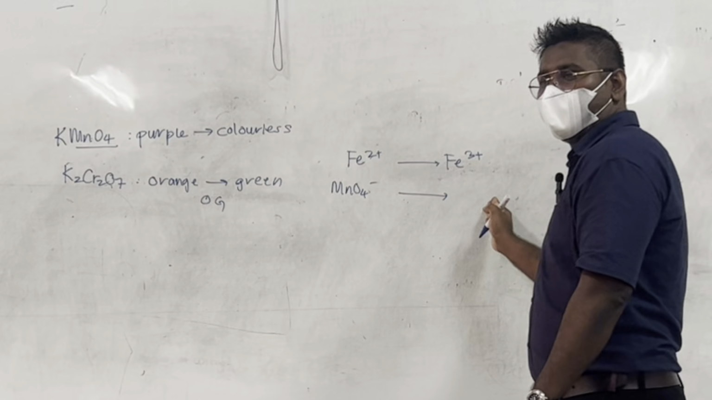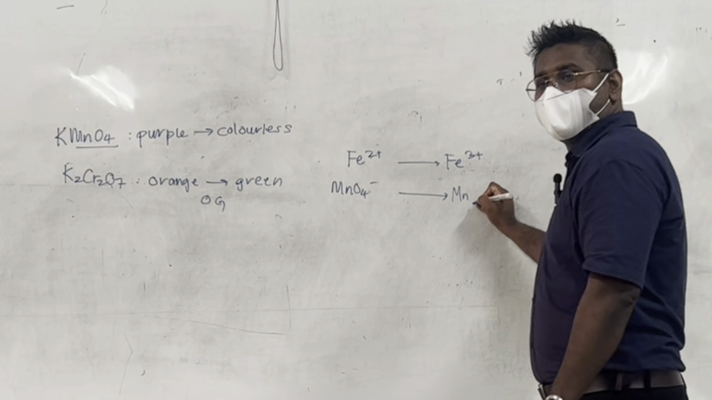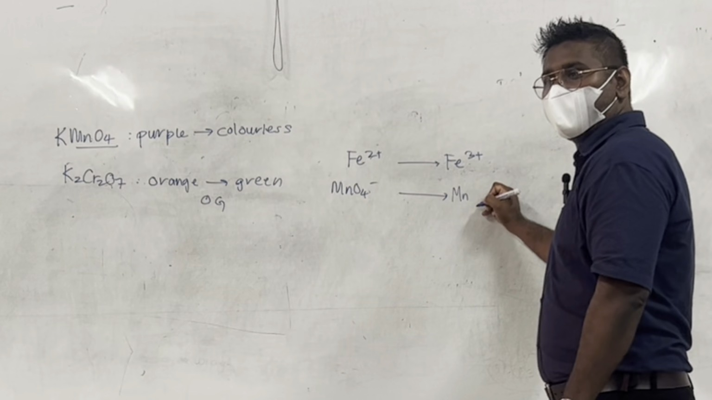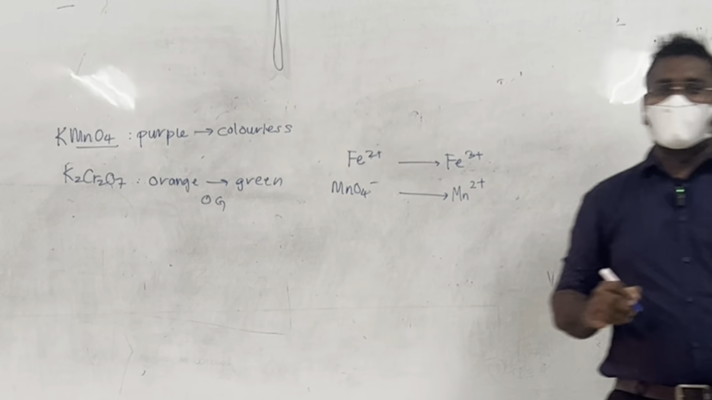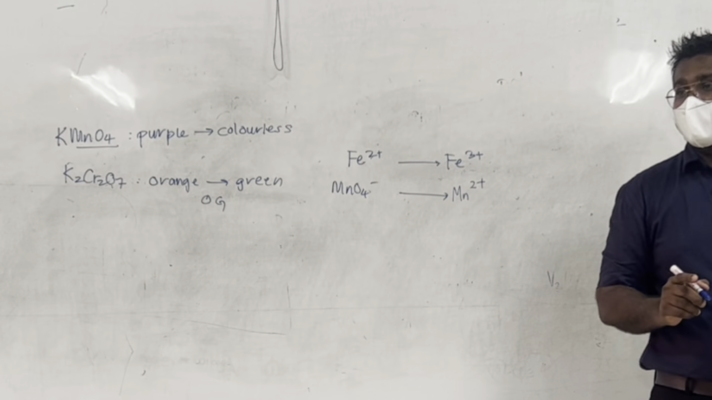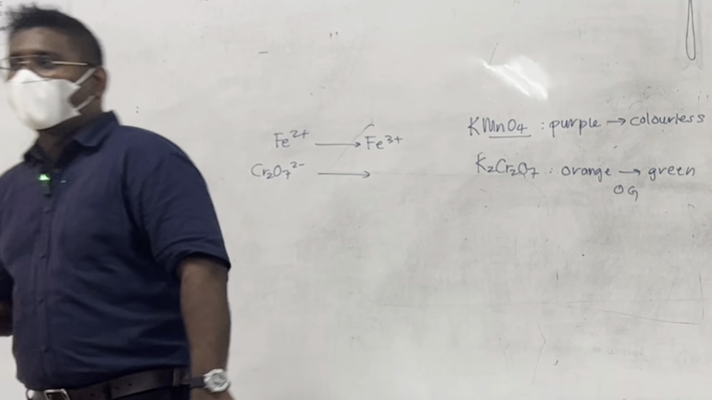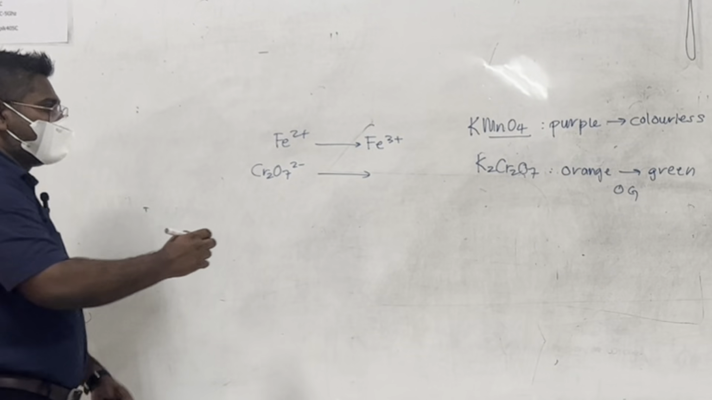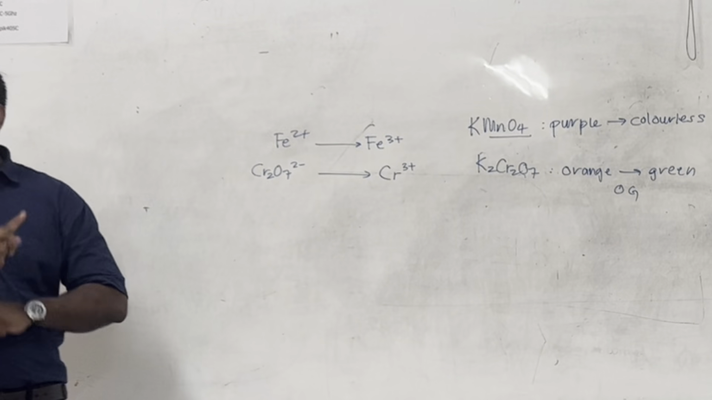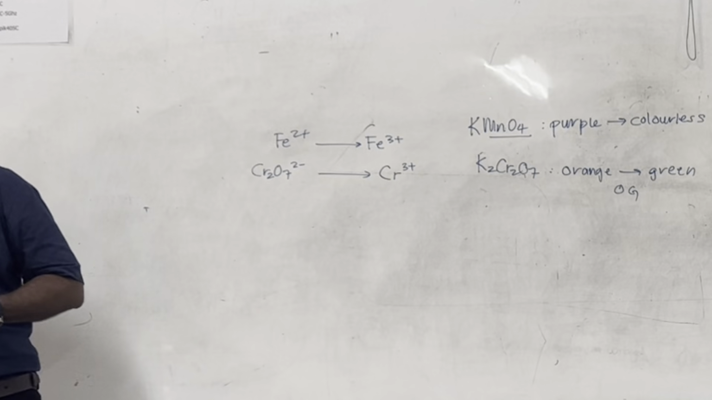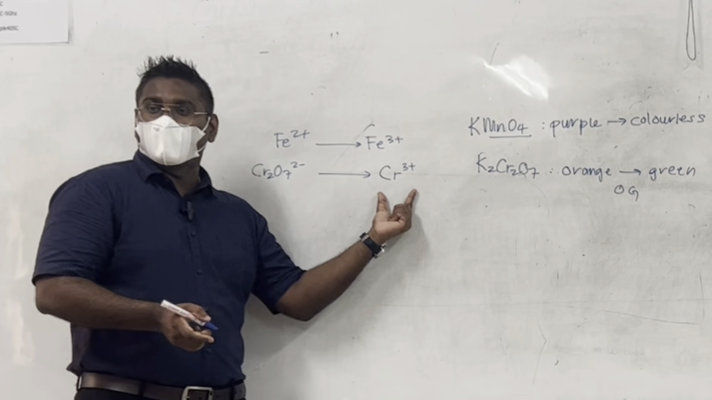MnO4- will change into Mn what? Yesterday... Mn2+. I told you to memorize this. And here, Cr2O7 2- will change into Cr3+. Once you know this, you can do everything already. This is going to be orange, this is going to be green.